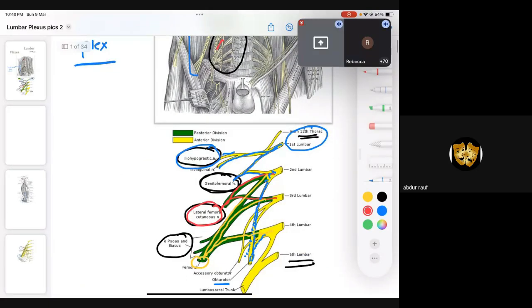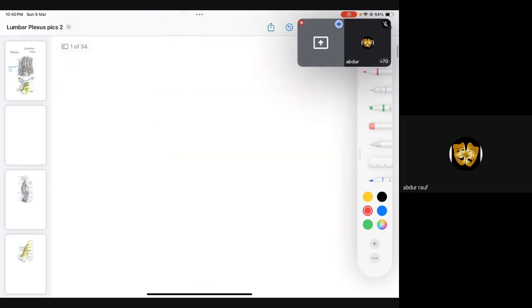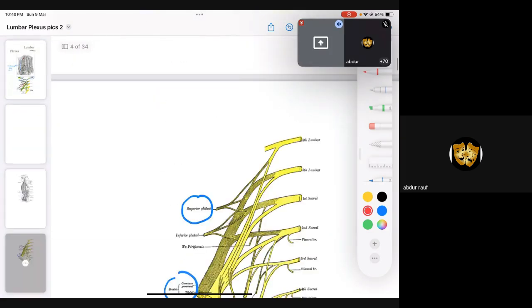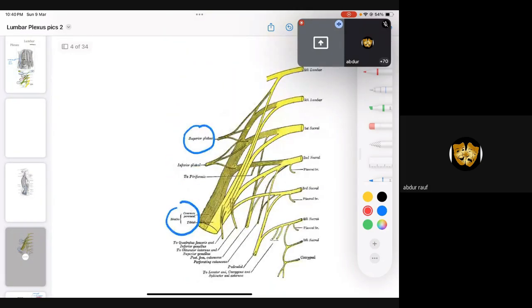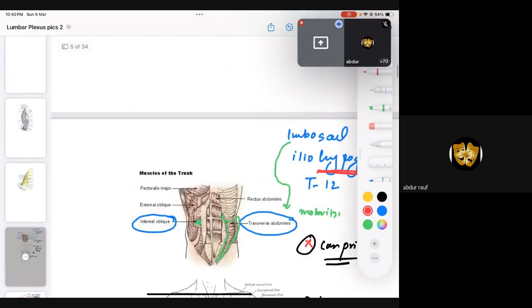Can you guys see my screen now? Yes. Okay, perfect. So we have sacral plexus as well, which comes out from the sacral region of the spine, and collectively they contribute to a structure which we are going to call the lumbosacral plexus. So the lumbosacral plexus is going to innervate a lot of muscles in your lower limb. The first nerve which we are going to discuss is iliohypogastric.